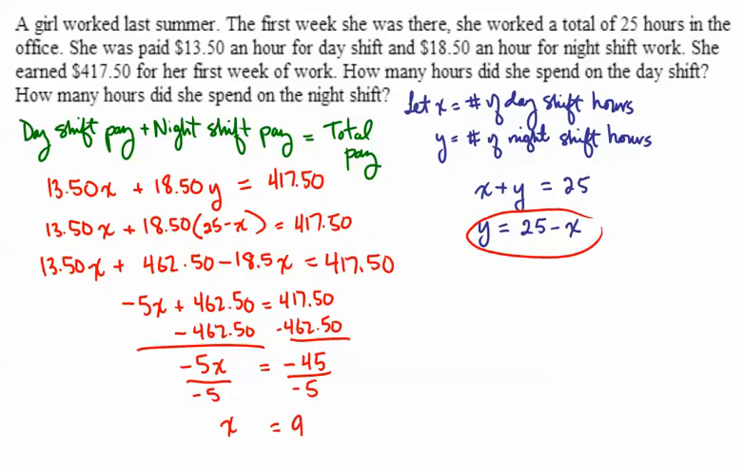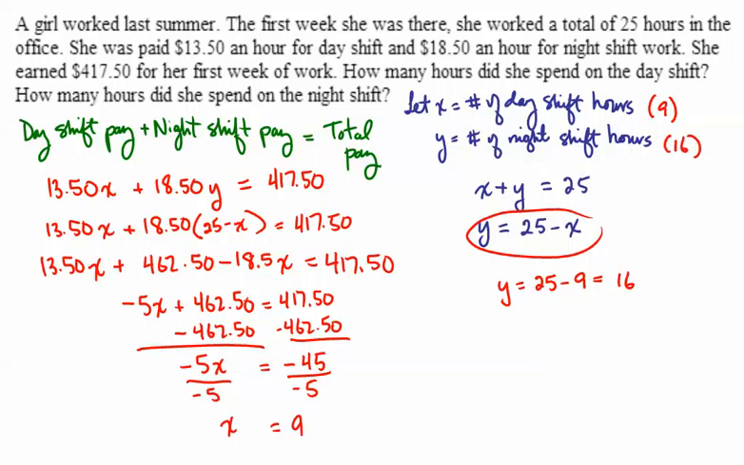And what does that mean? I go back to my definition here. X is the number of day shift hours, so that should be 9. Then if y is 25 minus the number of day shift hours, y is going to be 16.